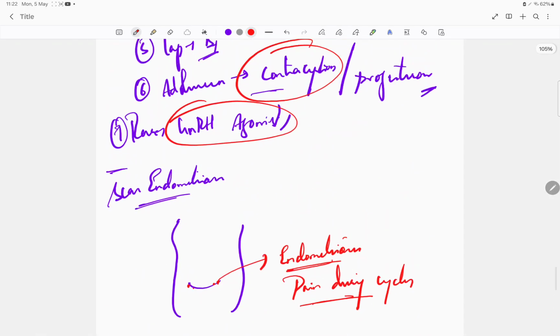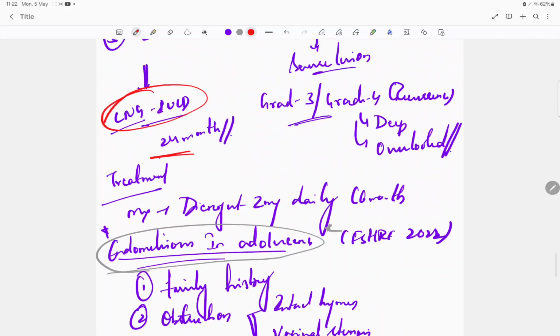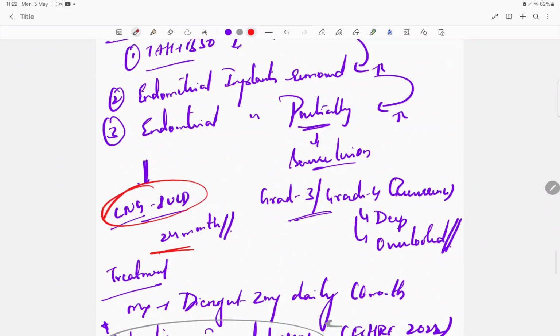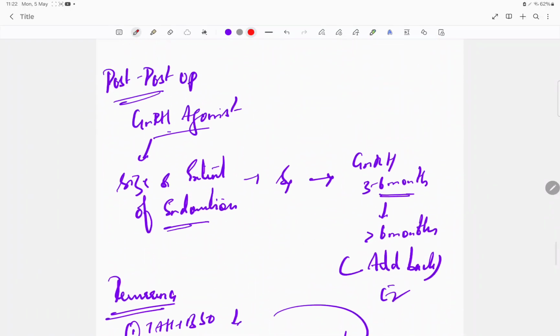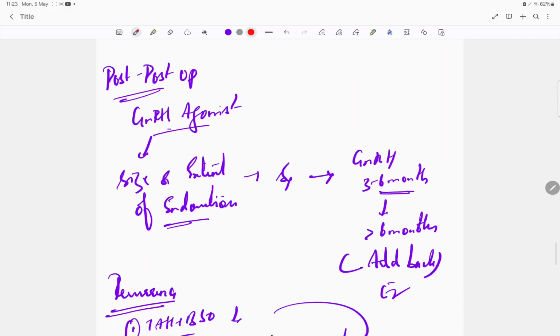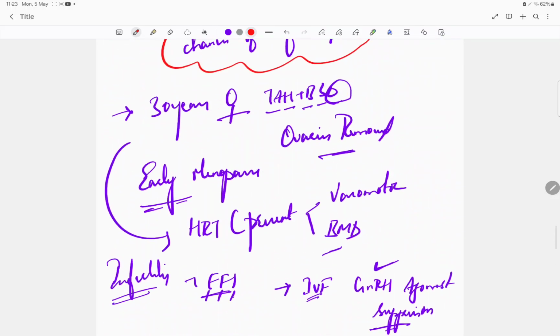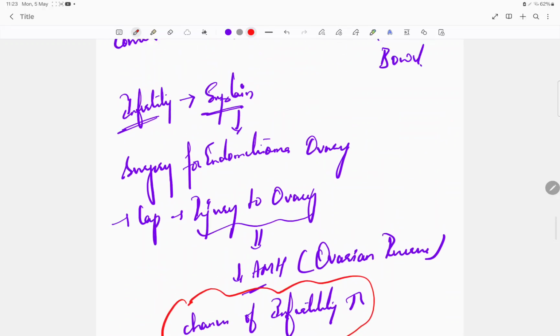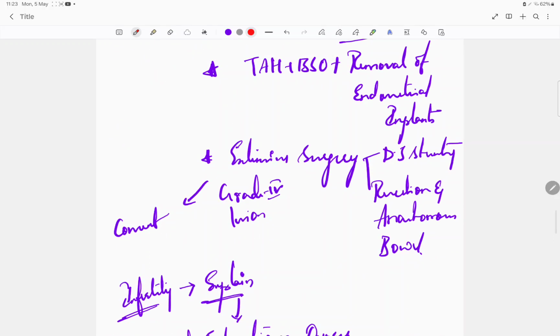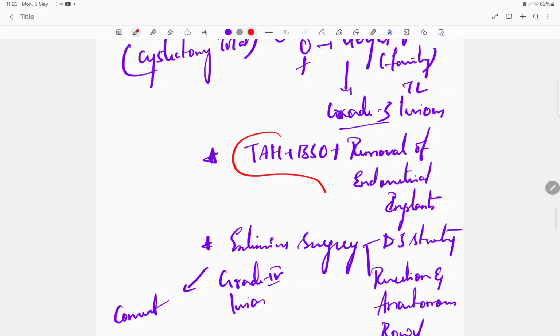Okay, so here only I have told. Where did I explain that? TH plus BSO plus removal of all the endometrial implants. So this is about endometriosis, and this is a very important topic. That's why I've told you in and out of this topic.